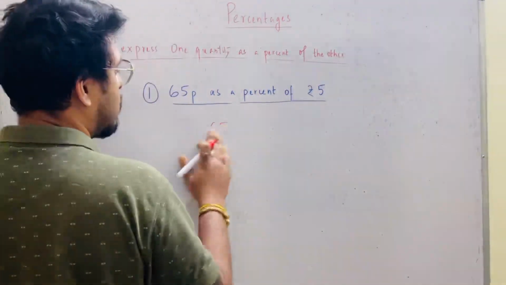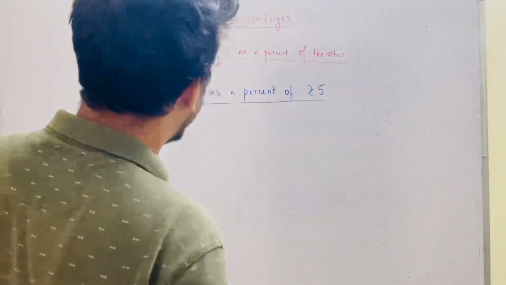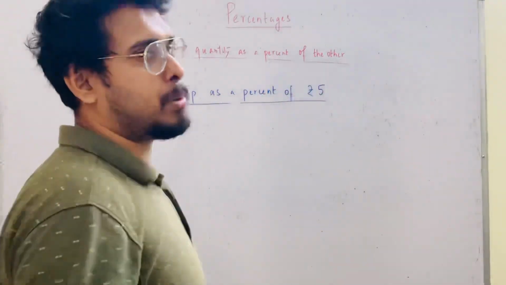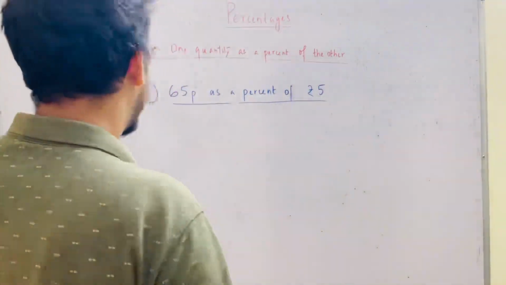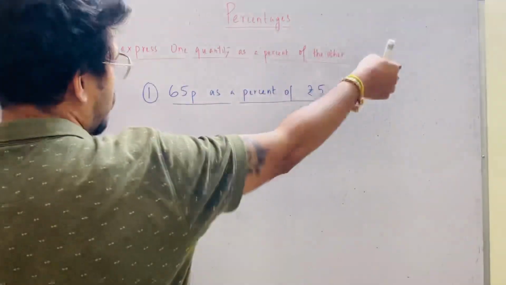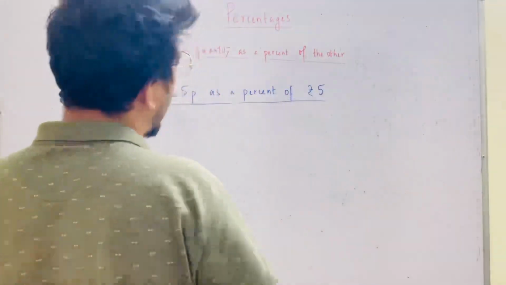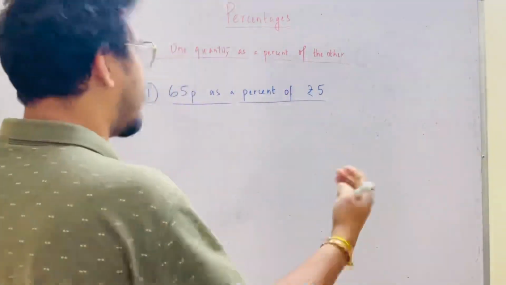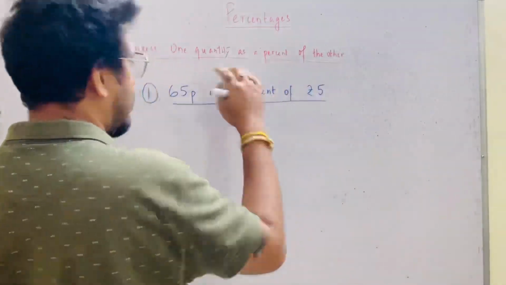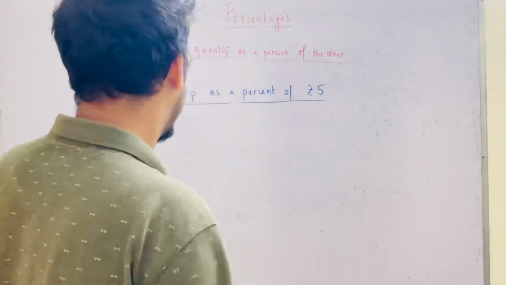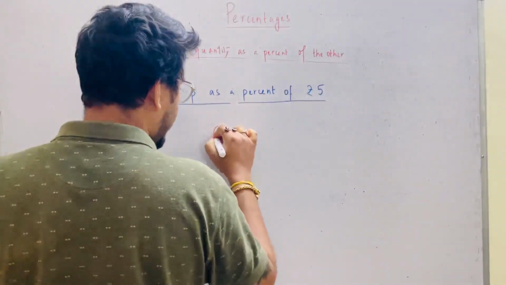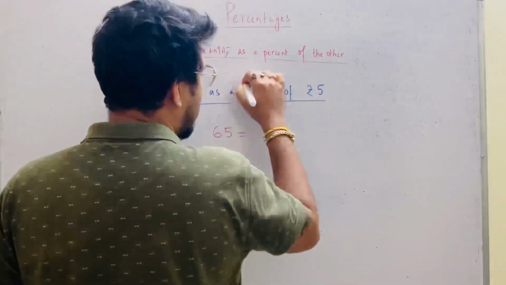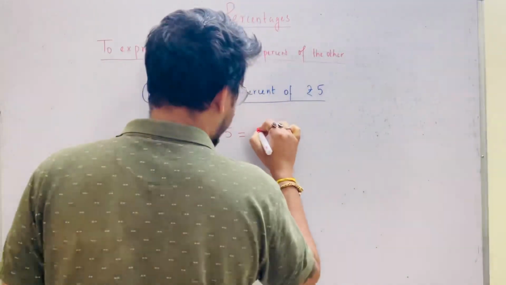65. Now see, first of all, before we even start that, we have to make sure that both 65 paisa and 5 rupees must be converted into the same unit. So either we convert 65 paisa into rupees, which is going to be 0.65, or you convert the 5 rupees into paisa, which is going to be 500 paisa. So better to convert the rupees into paisa so that there are no problems of the decimal. So 65 is expressed as a percent. Now what percent? Let us say x percent.